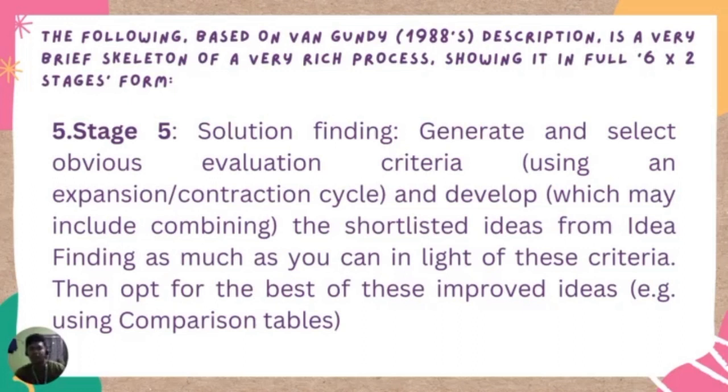So for example, this is using the comparison table. Say you have idea number one and idea number two. You will pick the best answer in idea one and the best answer in idea two, and then combine those best answers to provide a better solution to the problem. So that's all about stage 5. Okay, so let's move on to stage 6 of the creative problem solving.